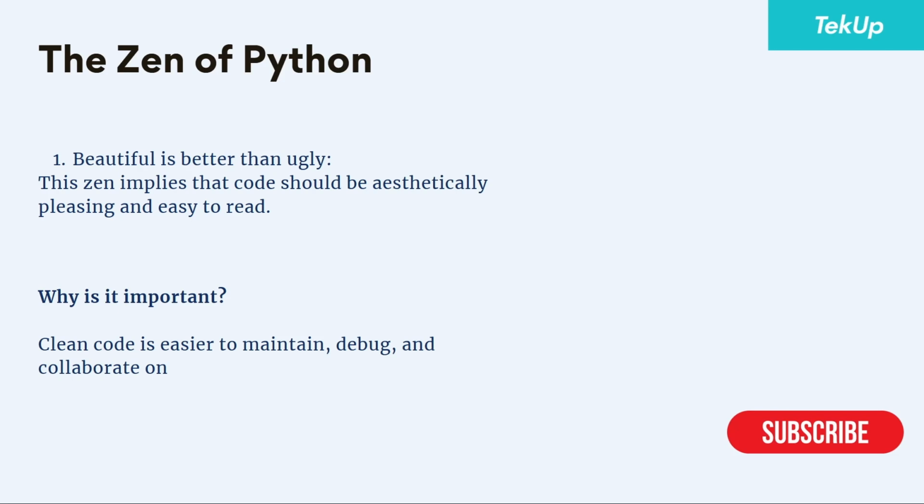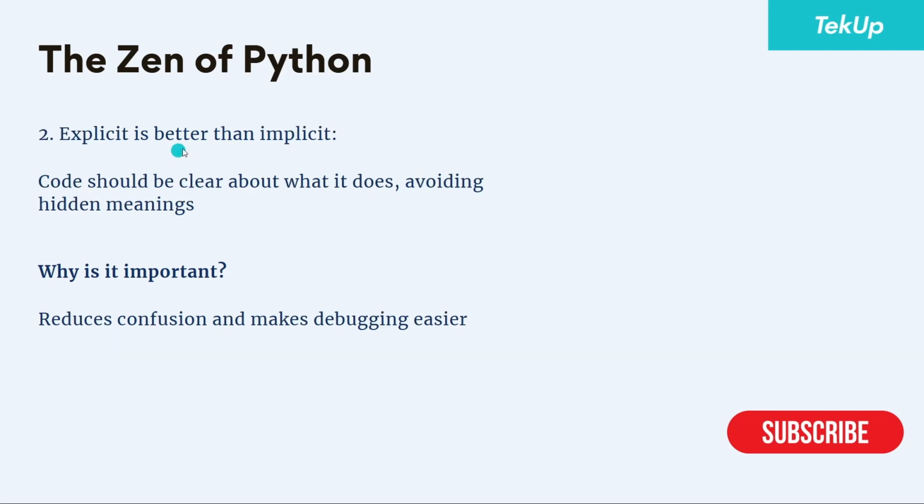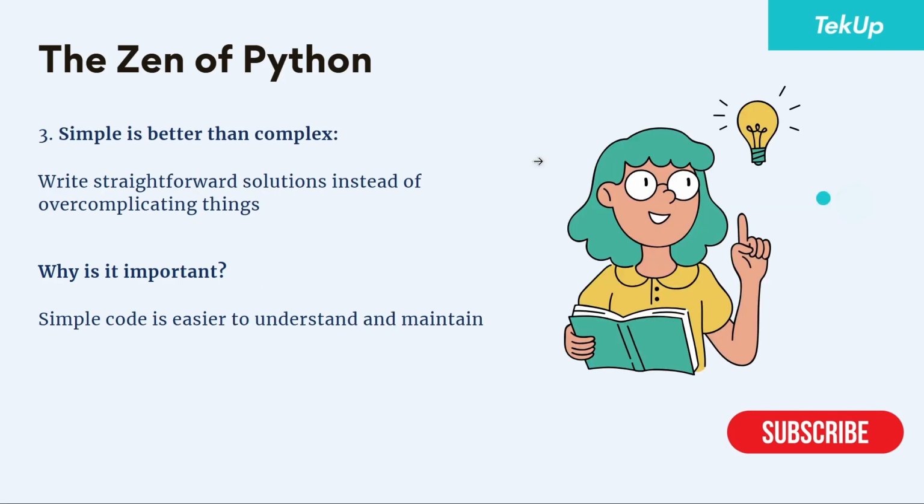Right? So you can just comment out and say "checking for null values" before you actually go ahead to write your code. Why is it important? Clean code is easier to maintain, debug, and collaborate on. Explicit is better than implicit. Code should be clear about what it does, avoiding hidden meanings. Why is it important? It reduces confusion and makes debugging easier.